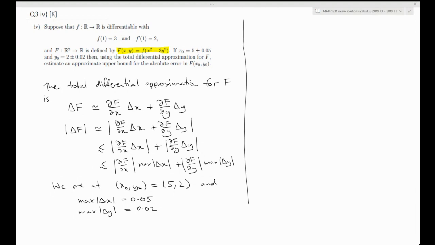Maybe I'll just make a note of the fact that x naught squared minus y naught cubed, because this is what appears in the argument of that function at the point we're interested in, is 25 minus 3 times 8. Have I got that right?